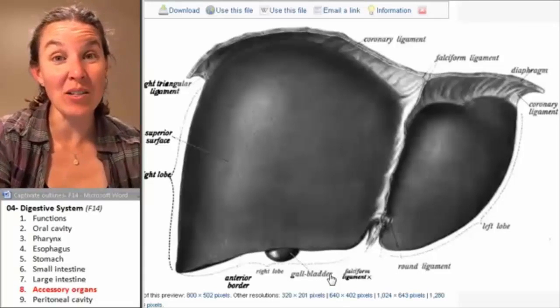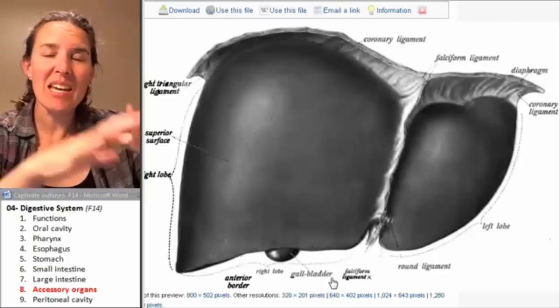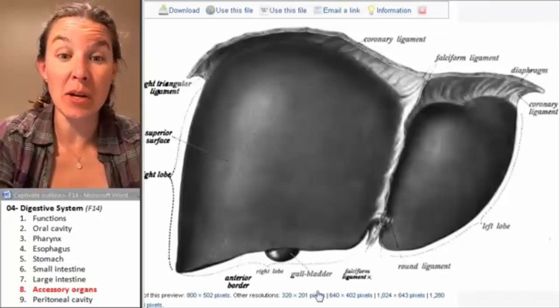Now let's talk about the final cavity. Let's go into a little more detail on the peritoneal cavity.